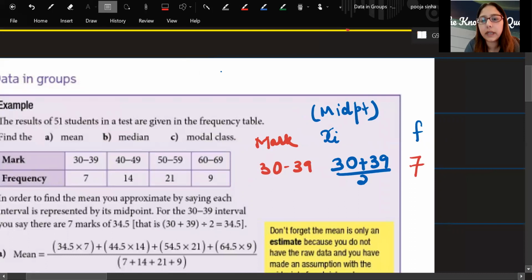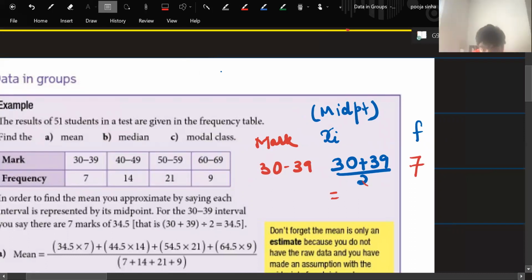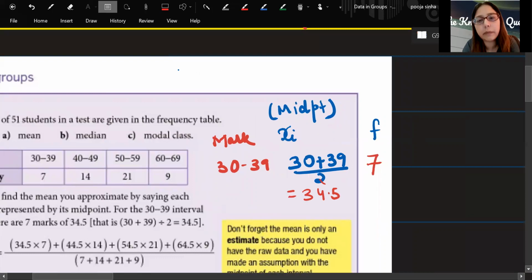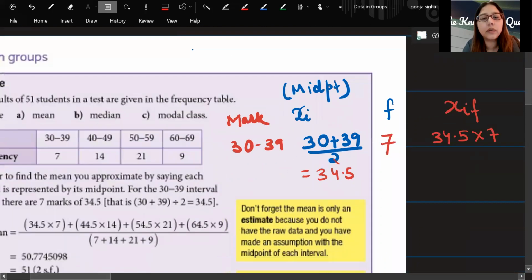After finding this one out, what do you get? 30 plus 39 divided by 2 is how much? 34.5. So our method still remains the same. Now, instead of finding XF, you will find XIF. So it will be 34.5 multiplied by 7. Now the same thing you're going to do for all of them.